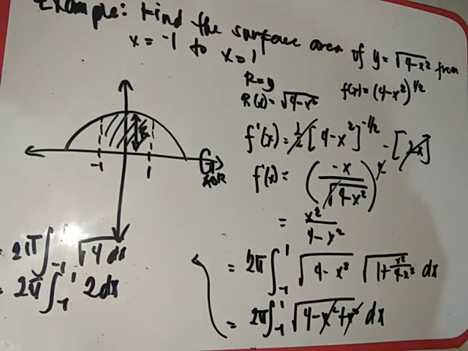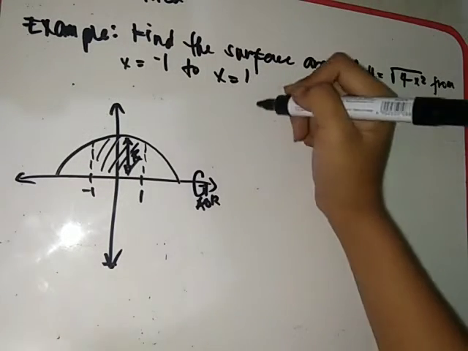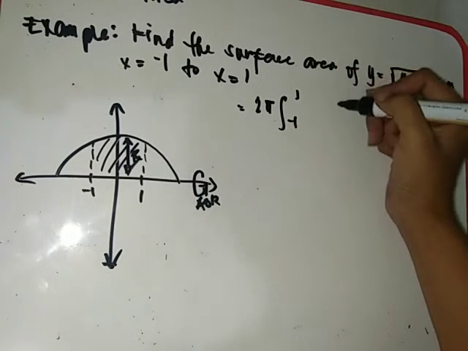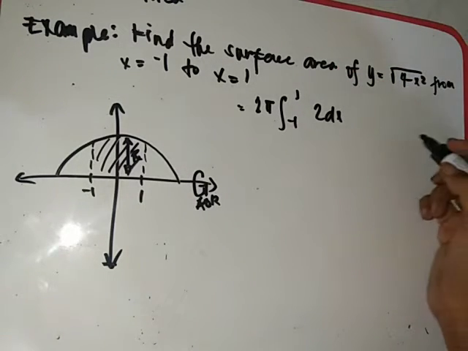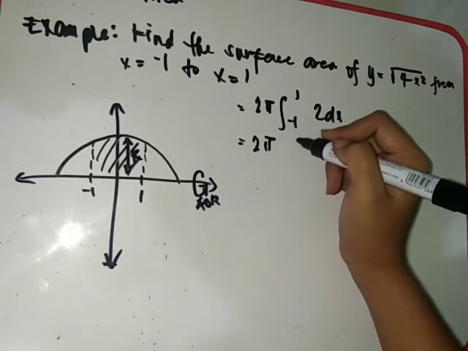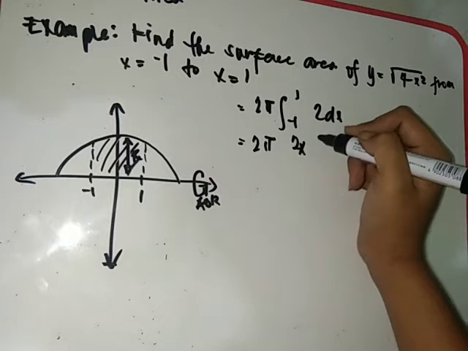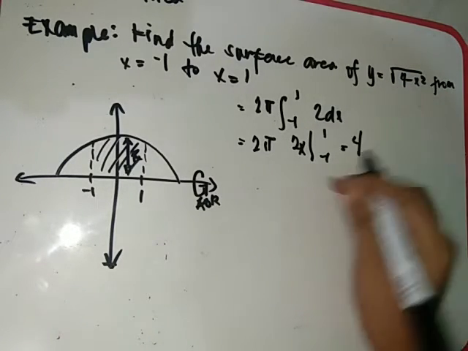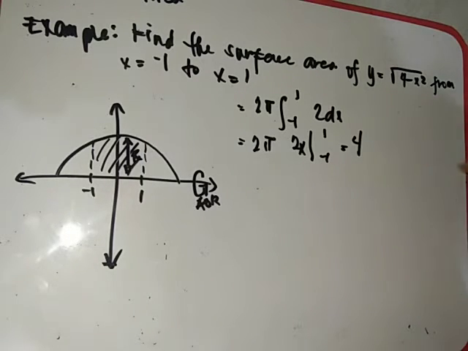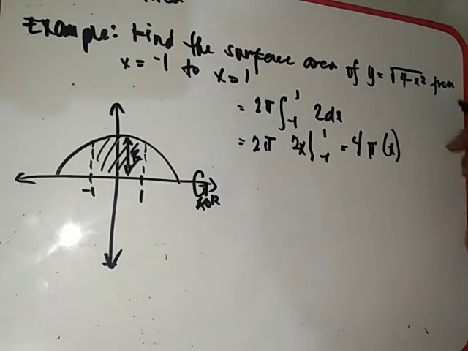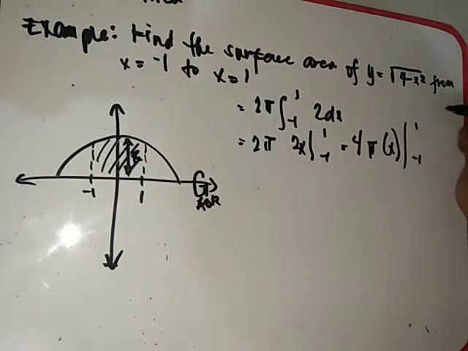And so let's erase first and continue the solution. So we have 2 pi integration of negative 1 to 1 2 dx. So here is 2 pi, 2x from negative 1 to 1 is equal to 4. 2 times 2 is 4 pi, x integration of negative 1 to 1.